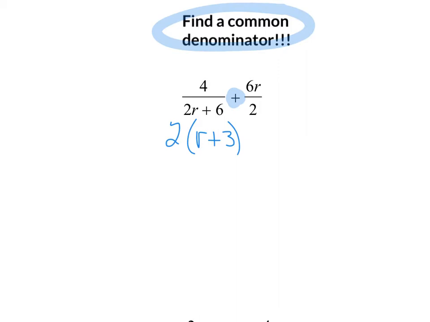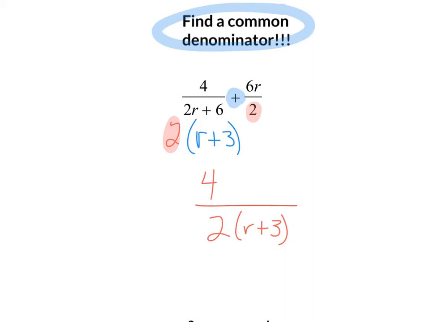So if I look at the current denominators here, I have a 2 times r plus 3 and a 2. So the least common multiple in my common denominator here will be 2 times r plus 3. The good news is I don't have to do anything to my term on the left-hand side. So I can just bring that 4 down into my numerator.